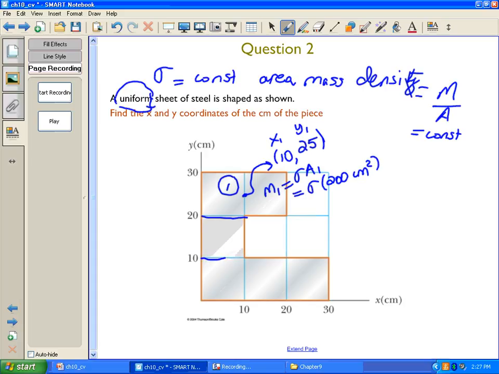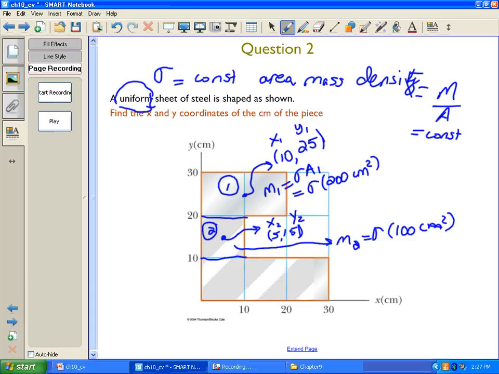Next, I propose that we take this block right here, this square in other words. Its mass should be located at the coordinates 5 for x, 5 centimeters, and 15 for y. So we have x2, y2. Its mass, m2, we're going to use the same approach, is sigma times 10 times 10 is 100 centimeters squared, right? 10 by 10.